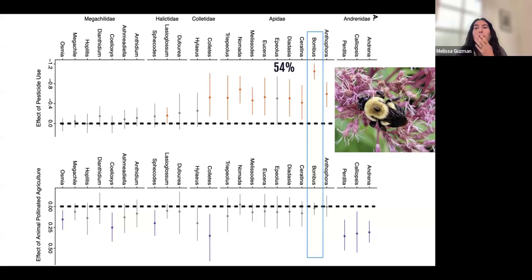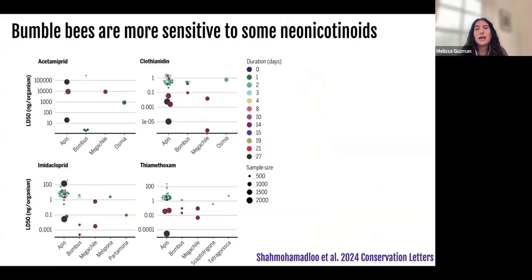There may be multiple reasons for this. One, it may be that bumblebees are more sensitive than other bees to pesticides, and there is some evidence for this. With some other colleagues, we did a meta-analysis looking at lethal doses of 4 different types of neonicotinoids across bee genera. We can see that Bombus has a lower LD50, meaning it's more sensitive to acetamiprid and imidacloprid than, for example, honeybees. So it could be that bumblebees are more sensitive.